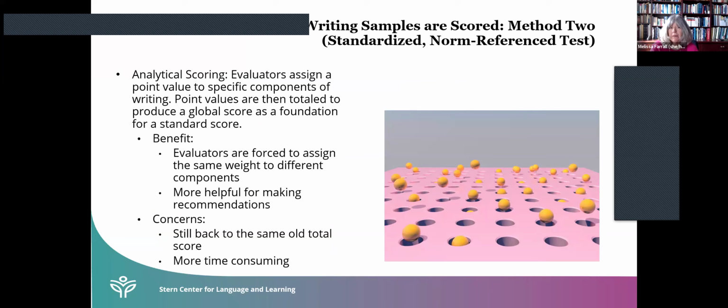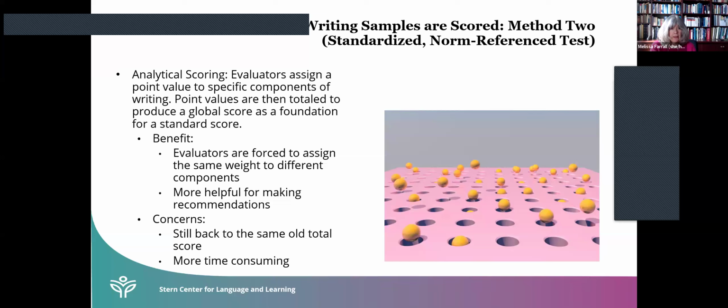So let's talk a little bit more about how writing passages are scored. Our second method, method number 2, is what happens on standardized norm-referenced tests, like the Kaufman or the Wechsler Individual Achievement Test. This is called analytical scoring, and evaluators assign a point value to specific criteria in the written passages. That point value is dictated by what the manual tells us.